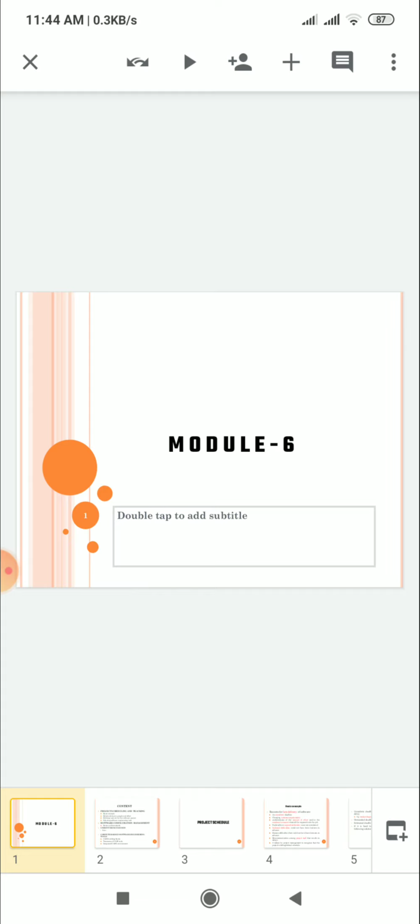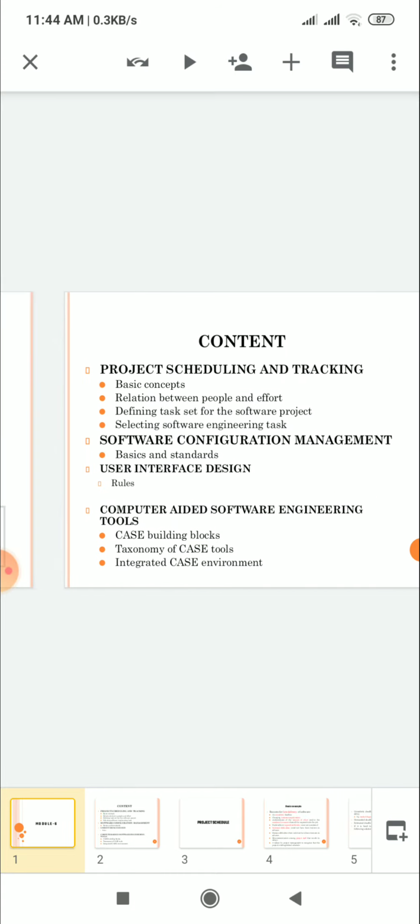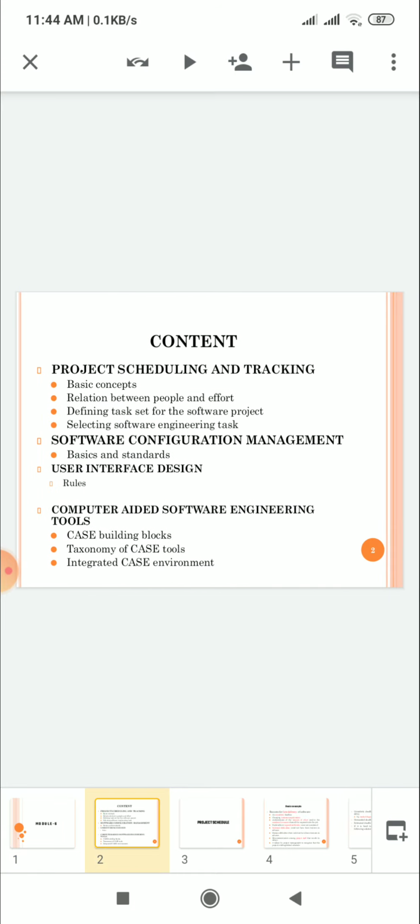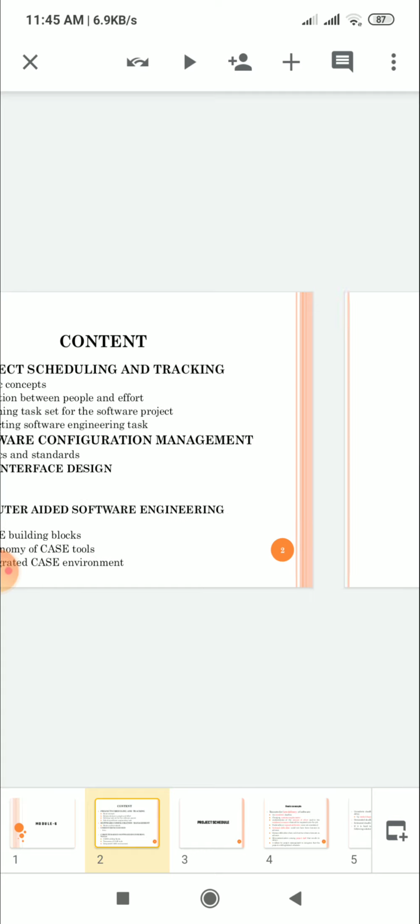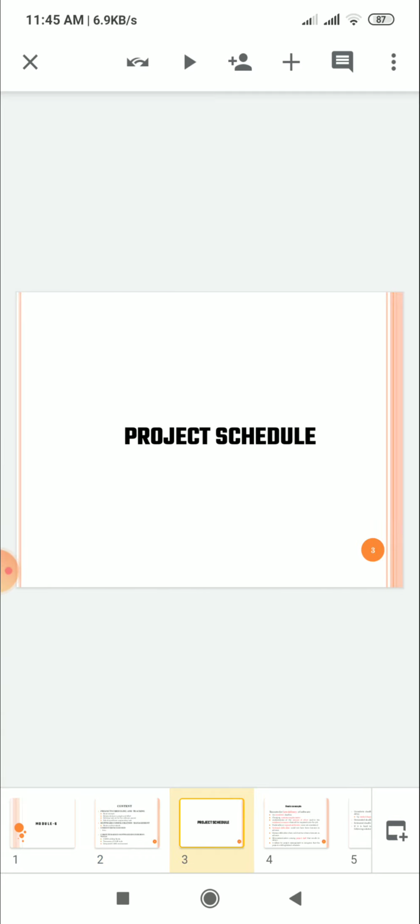Let us look at what we have to study in Module 6. The content is project scheduling and tracking. It contains basic concepts and the relationship between people and effort, and defining a task set and selecting software engineering tasks. Next is software configuration management. It contains basics and standards. Then user interface design is there. Then we have to study about CASE tools. First, we have to study what is project schedule.